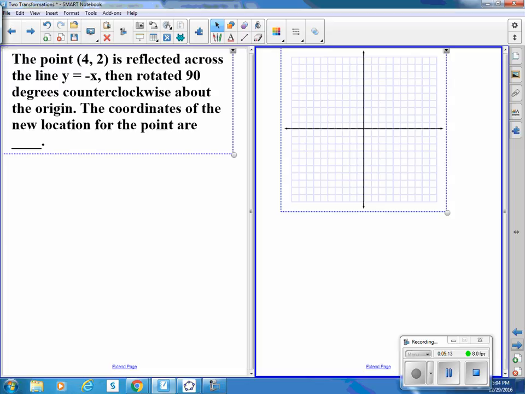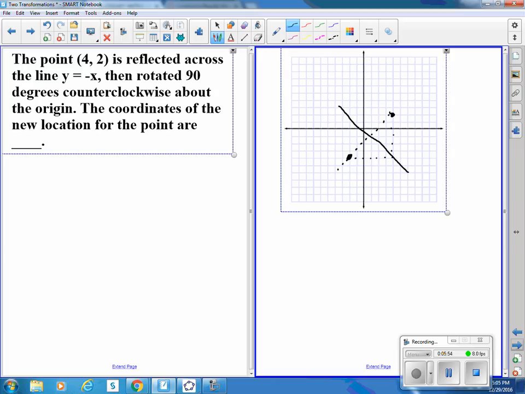Okay, so (4, 2) reflected across the line y = negative x. So that point right there, y = negative x, is this line right there. And so it'll be over here somewhere. And to find out exactly where it is, from here I come down 1, 2, 3, 4, 5, 6. So I'll go back 6. 1, 2, 3, 4, 5, 6. So right there.